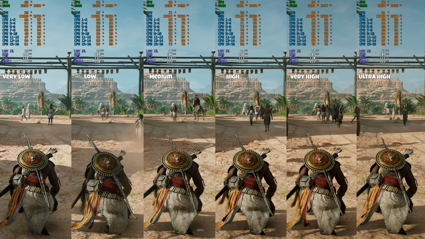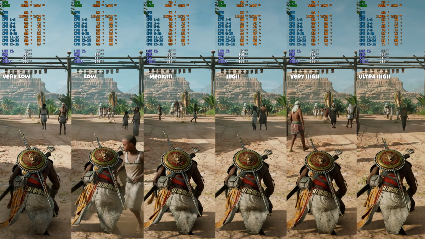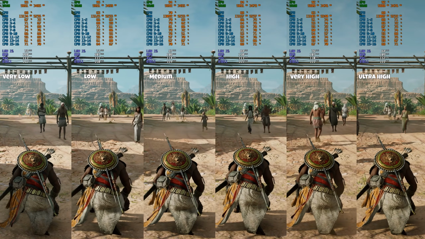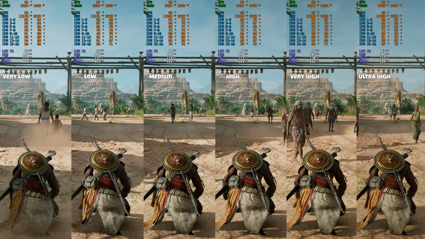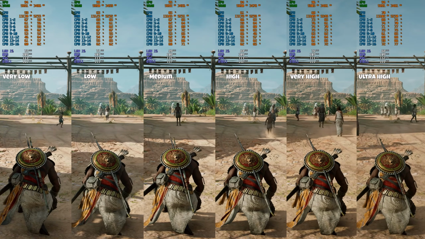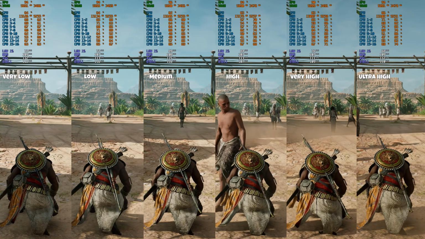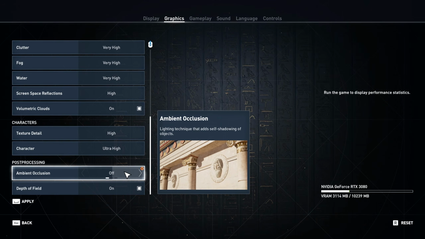I think it's better off to just change this to medium and then say that's enough. Because again, this was a very hard setting to test because I didn't find a lot of NPCs. So for this one, I recommend medium because I know for a fact that there's a little bit of a boost from going from ultra high to medium. But besides that, I didn't really see much of a difference. So I recommend medium. Now we're going to take a look at Ambient Occlusion.